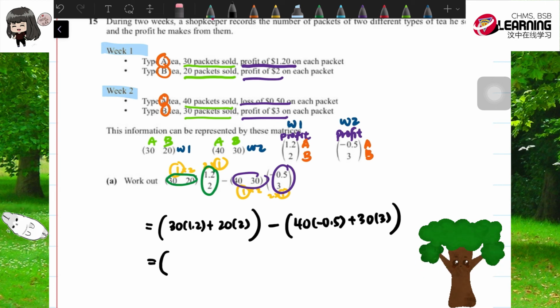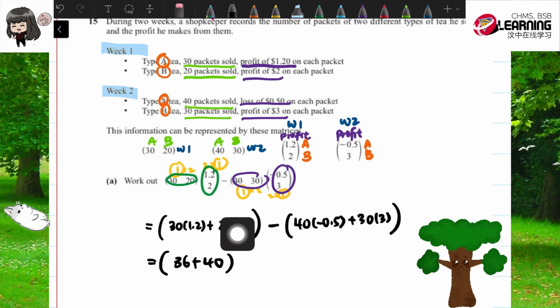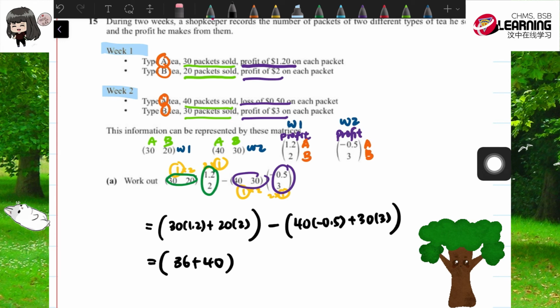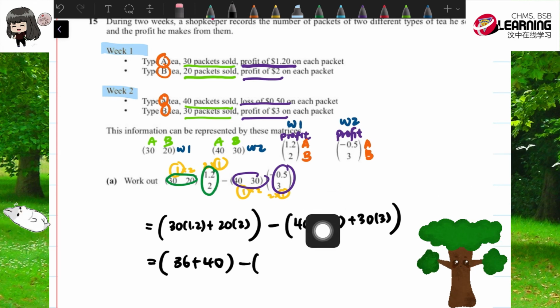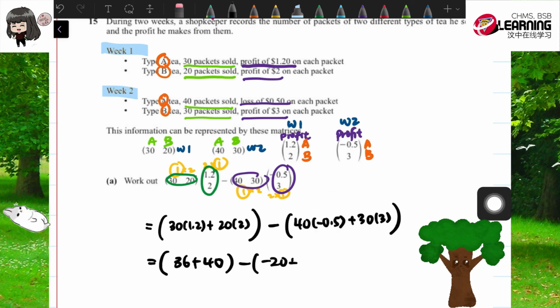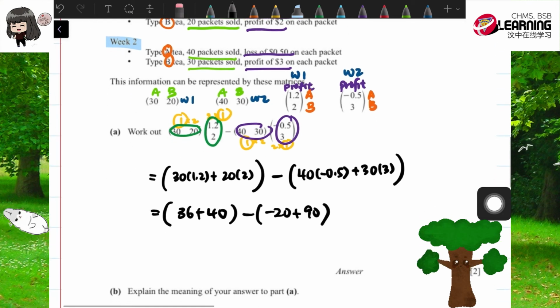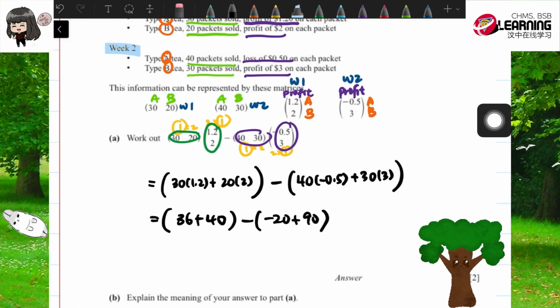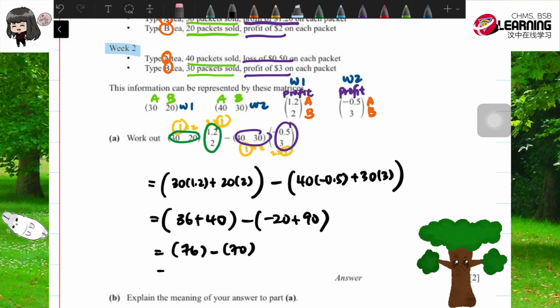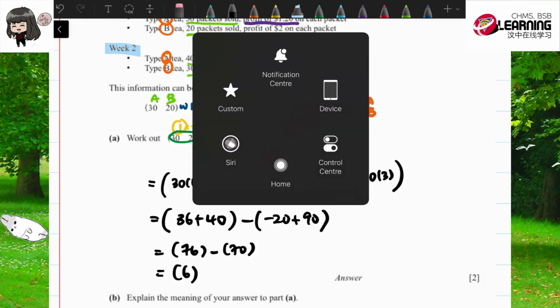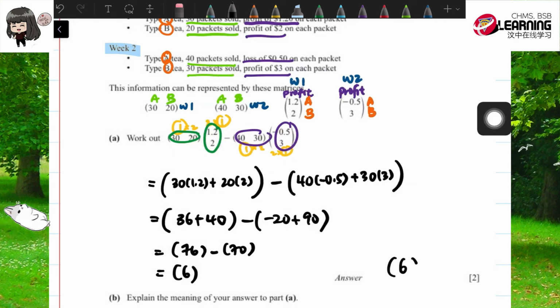This one I will get 36 plus 40. Okay, 30 times 1.2 is 36, 20 times 2 is 40. Minus with this one, I get negative 20 plus 90. Okay, this is multiplication of the decimal. This one will be 76 minus 70. You count, who knows, I might do careless mistakes, right? So the answer is 6. Okay, 1 by 1 matrix, right? So the answer is, don't forget to put the bracket. It means matrix 6.